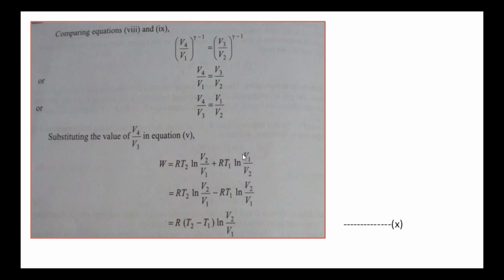Here the inverse is taken; log A power minus 1 can be written as minus log A. Therefore it becomes minus RT1 ln V2/V1. Taking R and ln V2/V1 as common, we get R into (T2 minus T1) ln V2/V1. This is equation 10.